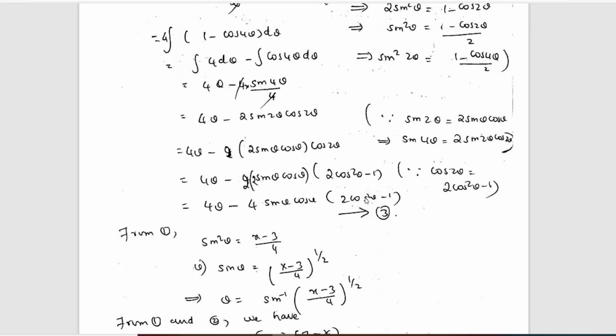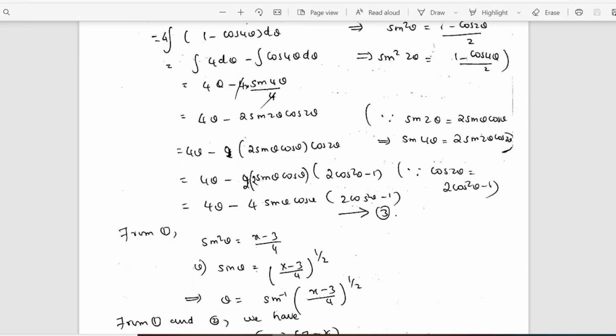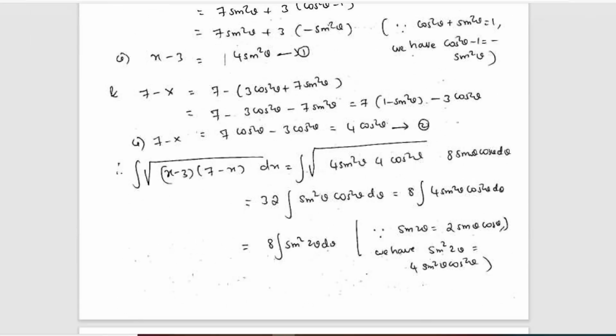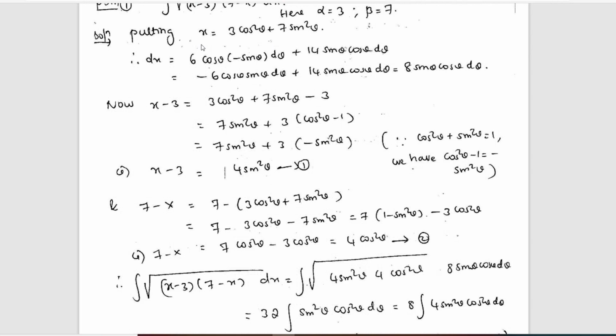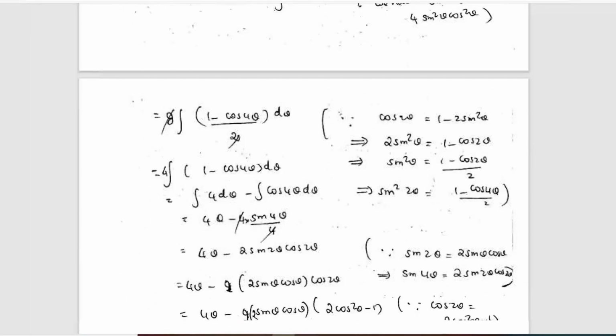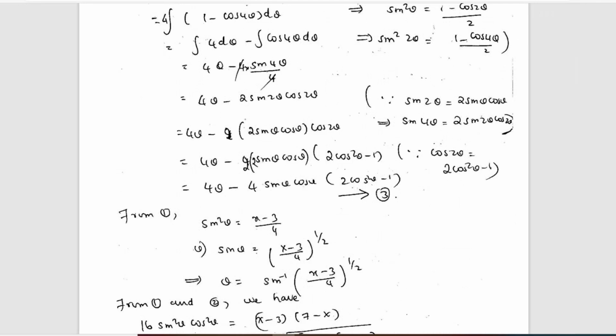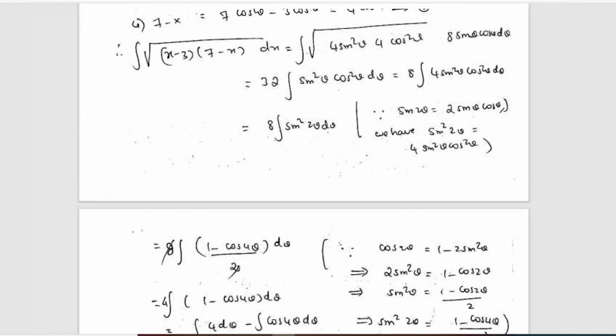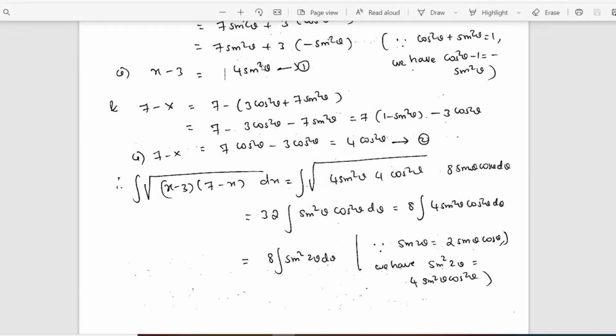But we are getting the answer in terms of theta, and the problem is in terms of x. So we need to change the variable from theta to x. How can we change? What transformation have we used here? x equal to 3 cos square theta plus 7 sin square theta. Now I am going to replace the variable theta in terms of x. We have got the value of x minus 3 already. x minus 3 is in terms of theta, that is equation 1. And 7 minus x is also in terms of theta, that is equation 2.